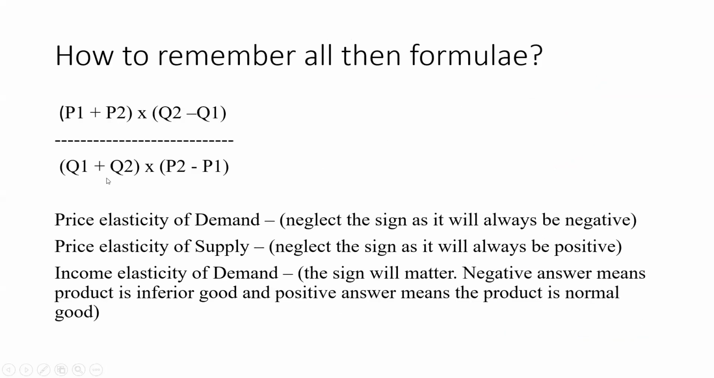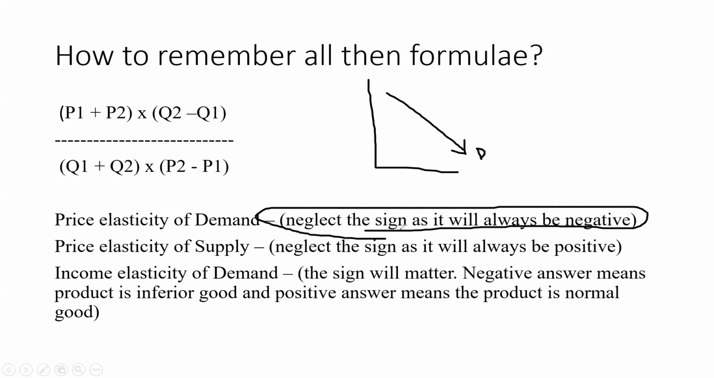Also bear in mind that when you're going for price elasticity of demand, because your demand curve is downward sloping, so this is your downward sloping demand curve, isn't it? Your answer will always be negative. So it's very important that when you're calculating your price elasticity of demand, at the end, get rid of the negative sign. Okay, write it as a positive answer.